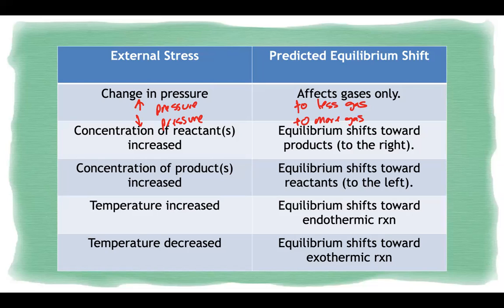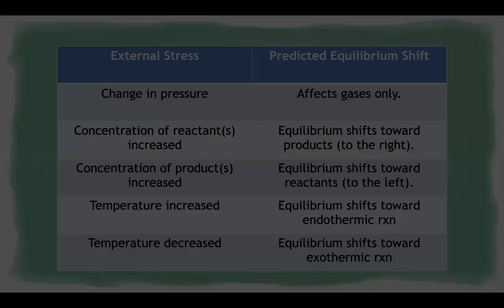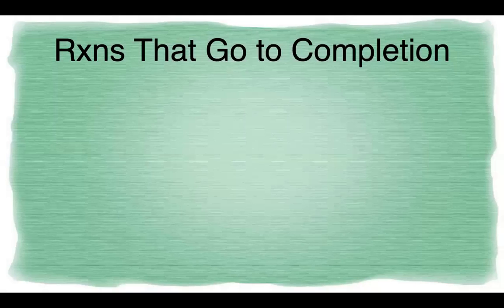If we increase the concentration of reactants, the equilibrium is going to shift to the right to form more products. If we increase the concentration of products, it's going to shift to the left to make more reactants. If we increase temperature, equilibrium will shift in the endothermic direction to use up that extra energy. And if we decrease temperature, equilibrium will shift in the exothermic direction to produce more energy. Okay, I'm going to stop there.